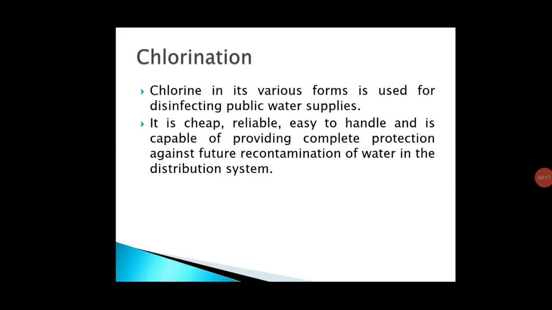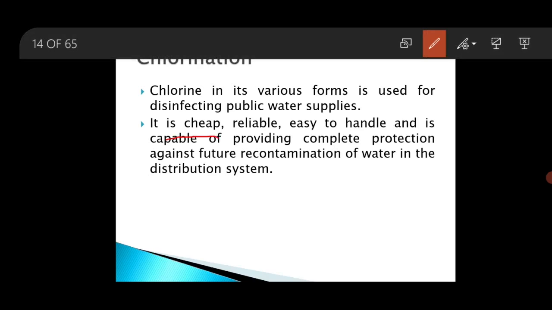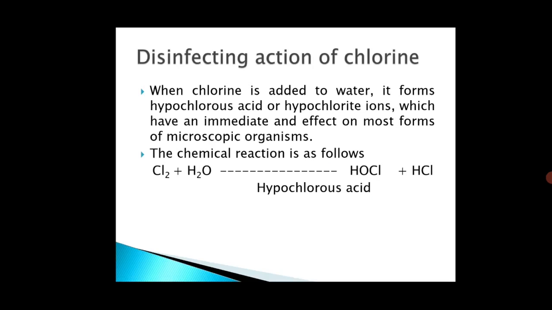So chlorine in its various forms is universally used for disinfecting public water supplies. It is cheap, reliable, easy to handle and easily measurable, and is capable of providing a residual disinfecting effect. Therefore, it will provide complete protection against future recontamination of water in the distribution system. But the only disadvantage is that when it is used in greater amount, it will impart a bitter and bad taste to water. Next, we will discuss the disinfecting action of chlorine.